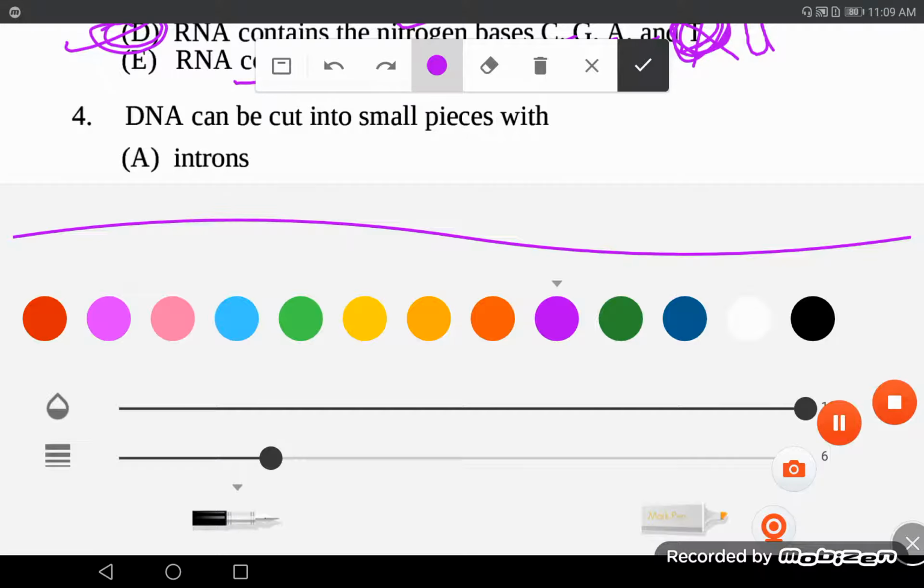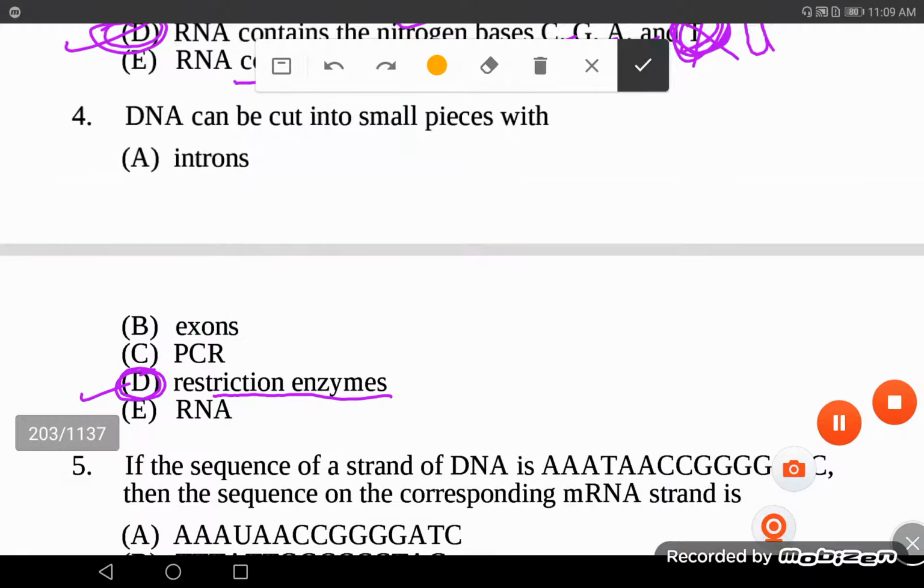But let us know what the other terms are. We have exons and introns. As you know, exons are the coding part of the DNA, while introns are the non-coding part. PCR is polymerase chain reaction. It is done by an instrument we call a thermal cycler, in which in the lab we can amplify or copy the DNA that we have. So just know that restriction enzymes are those enzymes that cut the DNA into small pieces.